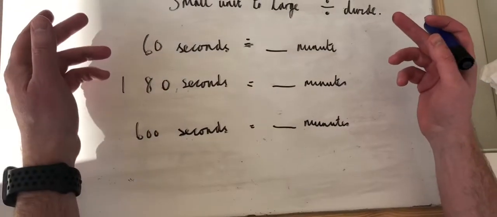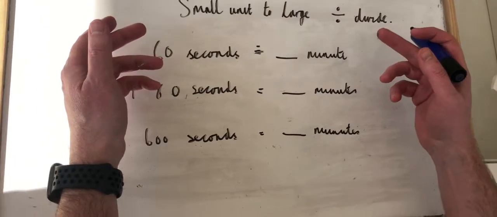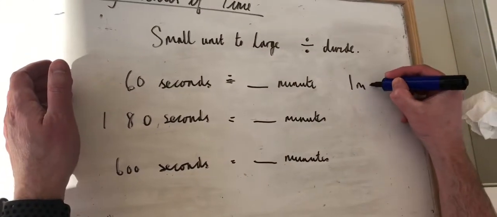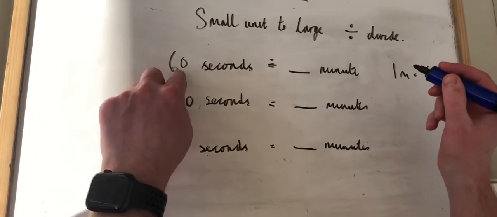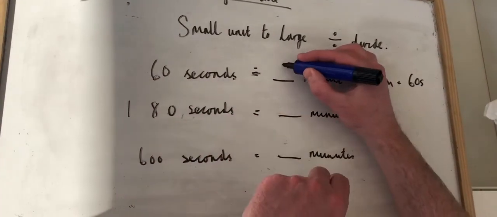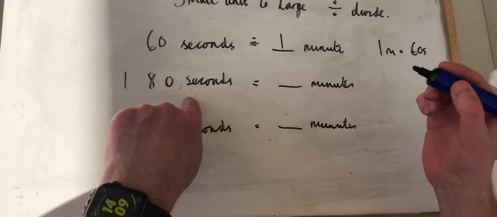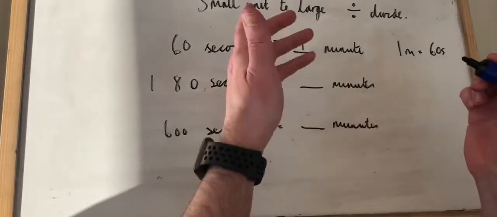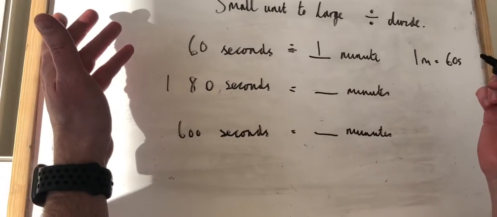But what are we dividing by? 60. Brilliant. And we're dividing by 60 because the basic unit of measurement is 1 minute equals 60 seconds. So we're going to divide by 60. So 60 divided by 60 equals 1. Brilliant. If we're looking at 180 seconds, how many minutes is that? 3. And how do you know it's 3? Because 60 multiplied by 3 equals 180.